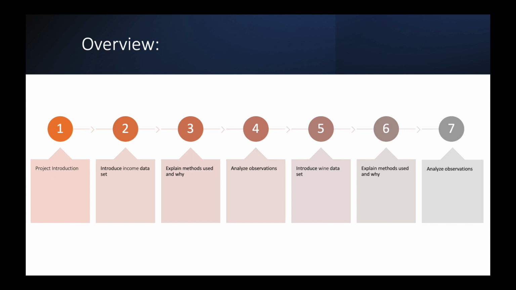Okay, then we're going to move on to our second data set, which is the wine. So wine is very popular nowadays because, if you're going to restaurants or even just at home, you could just take a bottle of wine. Next, we're going to go over the methods we used. So for the second data set, which is the wine data set, we're going to use a multiple linear regression and also the random forest regressor.